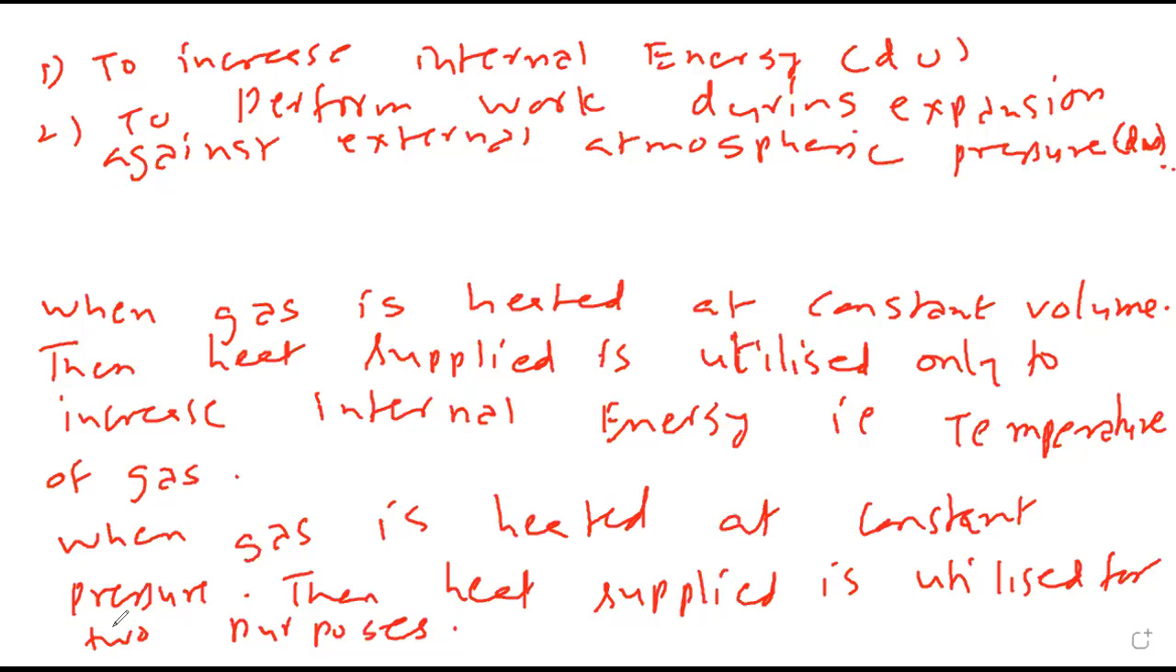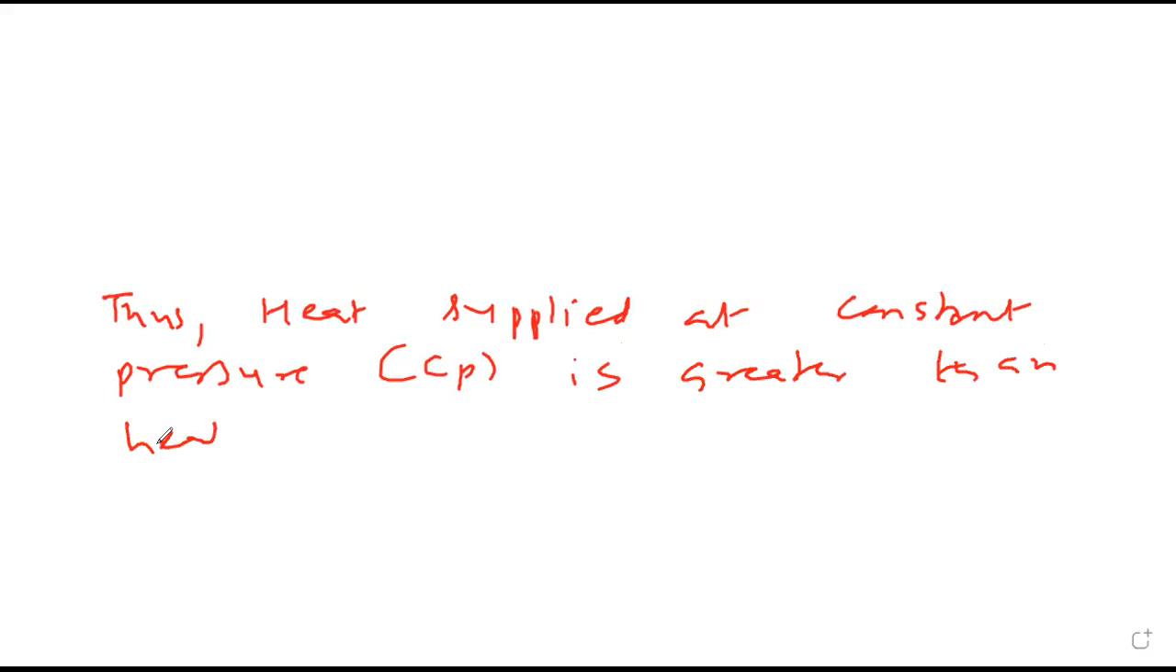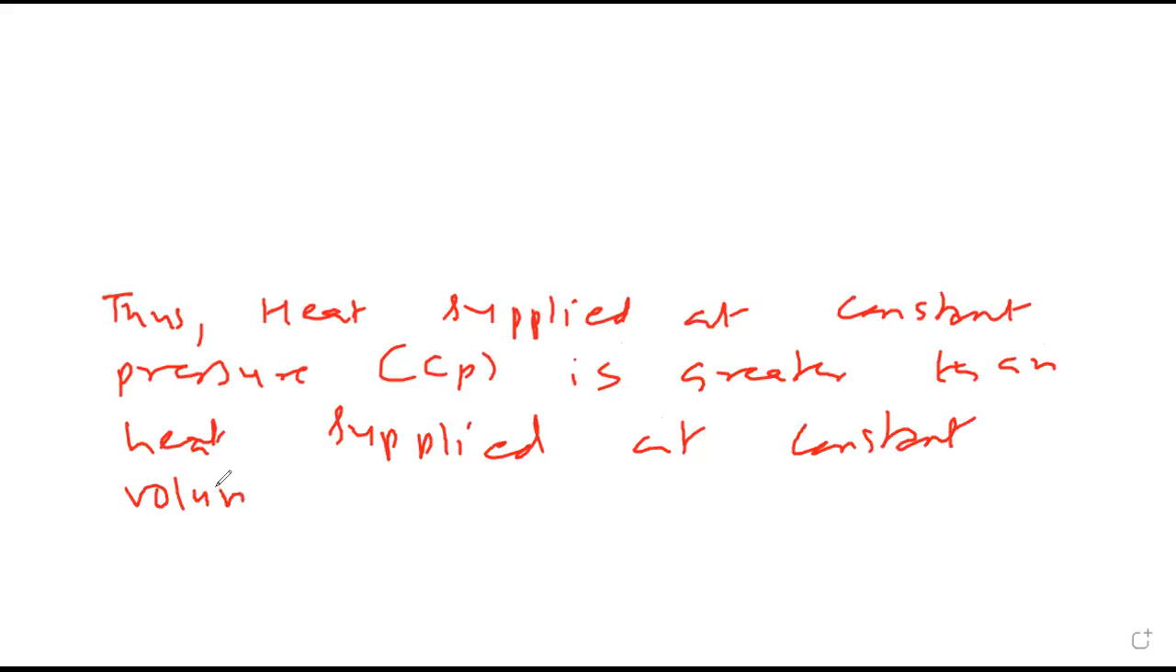Done, sir. So next line write down. Thus, heat supplied at constant pressure, in bracket you can write Cp, is greater than heat supplied at constant volume. That is Cp greater than Cv.